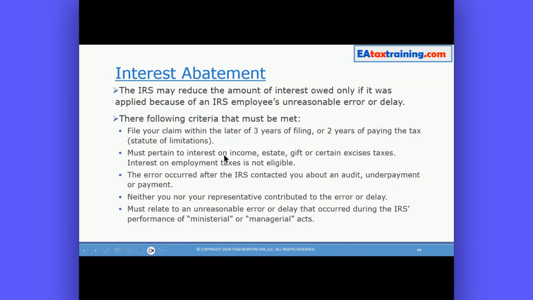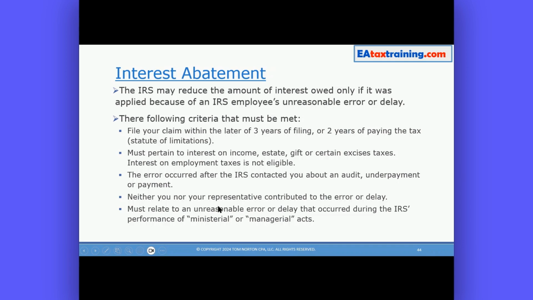So all of the following criteria must be met. You have to have filed your claim within the statute of limitations. You remember that, the 3-year, 2-year rule. It has to pertain to interest on income, estate, gift, or certain excise taxes. The error occurred after the IRS contacted you about an audit, an underpayment, or a payment. Neither you nor your representative, which you as the EA are the representative in this case, contributed to the error or the delay.